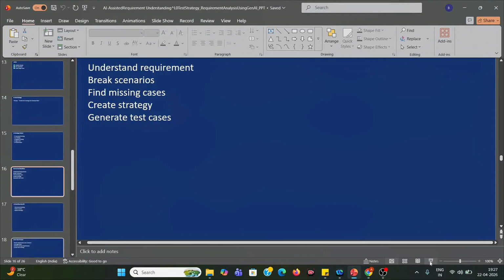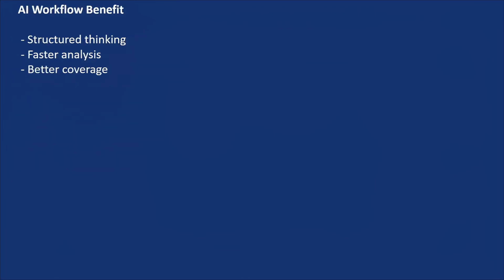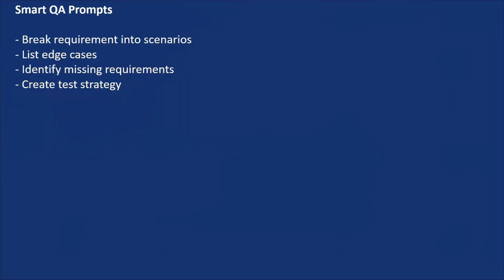Now if I talk about the end-to-end flow, you can combine everything stepwise: understanding a requirement, break into scenarios, find missing cases, create test strategy and generate test cases, all using AI. So this is the AI assisted QA workflow. And its benefits are structured thinking, fast analysis and better coverage.